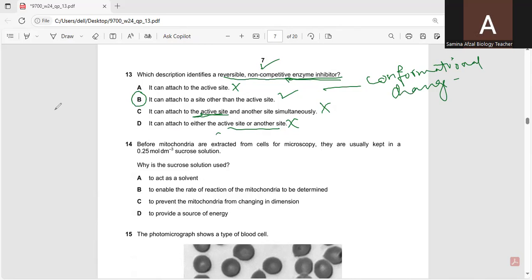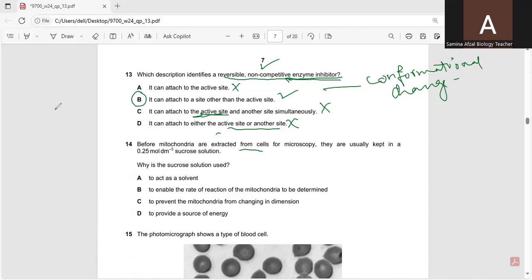Now we are moving towards the next question. Before mitochondria are extracted from cells for microscopy, they are usually kept in a 0.25 mol dm^-3 sucrose solution. Why is the sucrose solution used? It is kept in the sucrose solution when they are extracted.